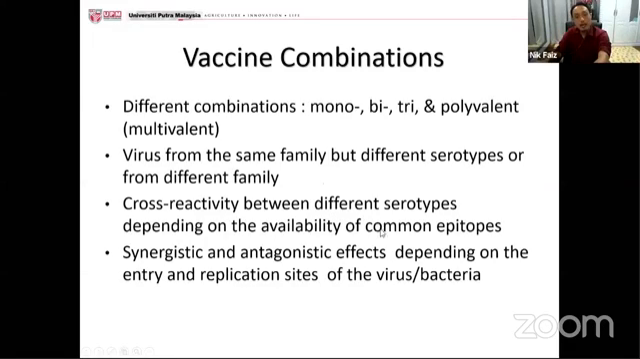Viruses from the same family but different serotypes, or from different families, can be used for vaccine combinations. There is cross-reactivity between different serotypes depending on the availability of common epitopes. And we are looking at synergistic and antagonistic effects depending on the entry and application site of the virus or bacteria. Some vaccines, for example in the case of Marek's disease virus, have a synergistic mechanism where if you combine some vaccines together, it will produce much higher protection than when given alone.